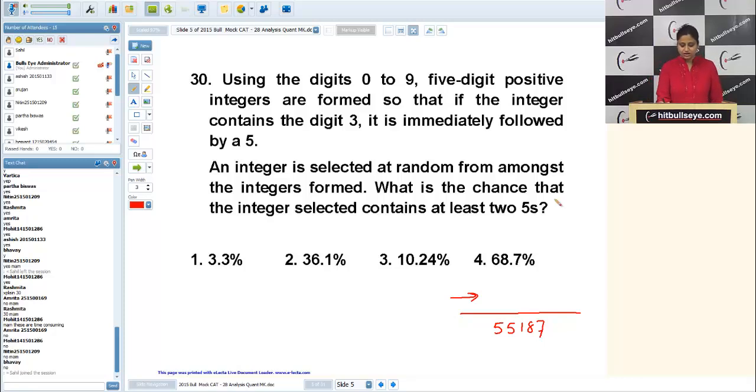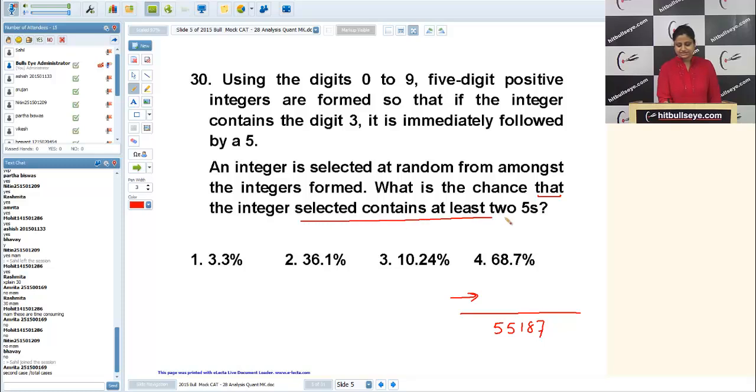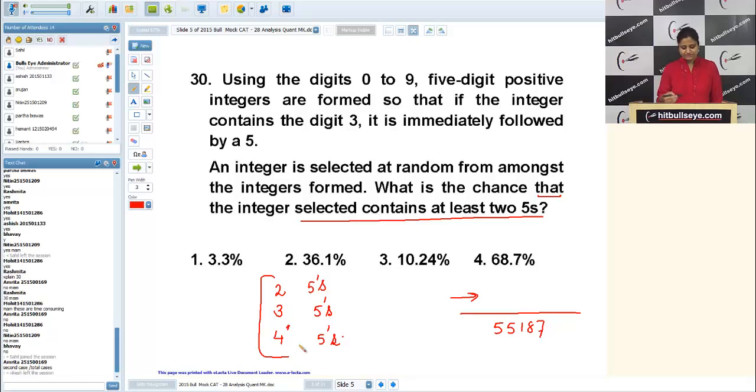What is the favorable case here? What is the chance that the integer selected contains at least 2 5s? So there can be many cases. Since there are 5 digits, they can be 2 5s, they can be 3 5s, they can be 4 5s. But since there was a condition that whenever 3 comes, it is immediately followed by a 5, if you go by taking positive cases, you will get many further cases, multiple cases you will get. So it's better if you take the reverse case.